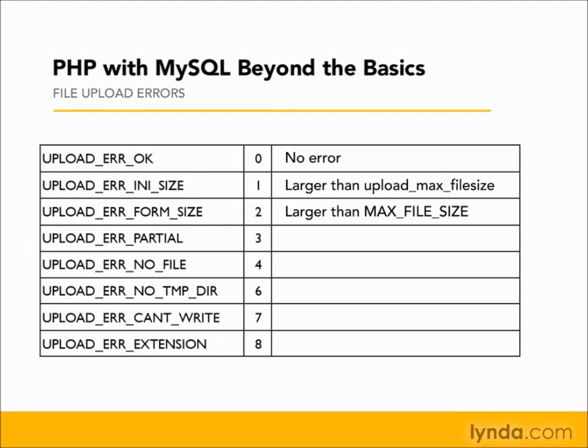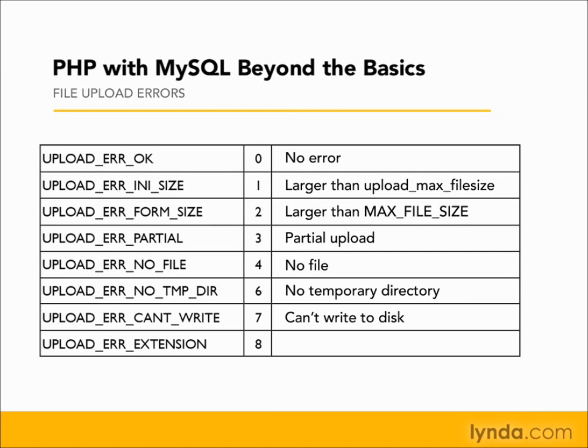Error number 3 is that there was a partial upload. The file didn't finish. Error 4 would be that no file was sent at all. You'll notice that error number 5 is missing from the sequence. That's an old error that's gone now. Error number 6, though, is that there's no temporary directory. And number 7 is that we can't write to the disk. There's a read-write problem, permissions problem probably.